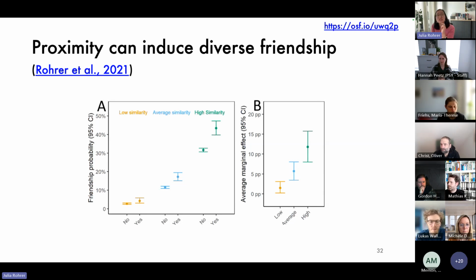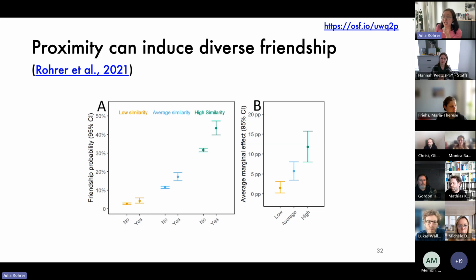And then what we do is we essentially evaluate the effect of the interaction at different values of similarity. And now you can see the results here. So in panel A, you see essentially just the marginal probabilities of a friendship, depending on the level of similarity and depending on whether students were seated next to each other. And then in panel B, you see the average marginal effects expressed in percentage points. So what you can see here is that for all three groups, there is an effect on the friendship probability, but you can also see that the effect is much larger for students with a high similarity. So for them, the friendship probability increases by many more percentage points.